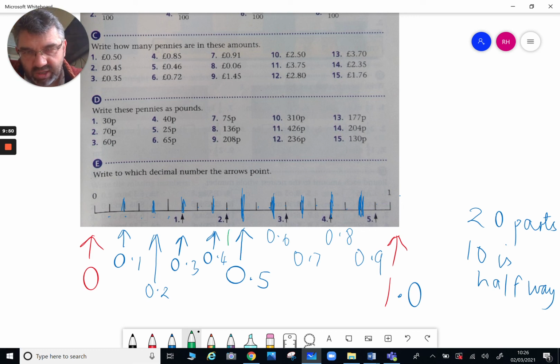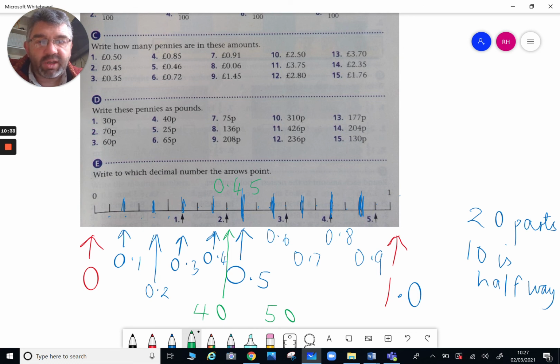So here is number 2. Now it's pointing at a number halfway between 0.4 and 0.5. So if you thought for a moment, let's just change that 4. Let's imagine it was actually 40 instead of 0.4. And let's imagine this 0.5 was actually 50. What's halfway between 40 and 50? 45. So what we've got here is actually 0.45. Okay, 4 tenths and 5 hundredths, or if you think it's 45 hundredths.